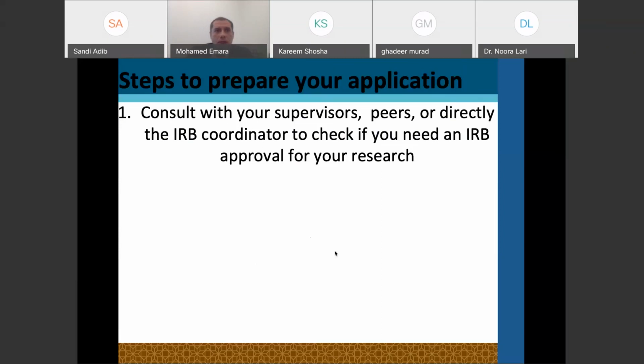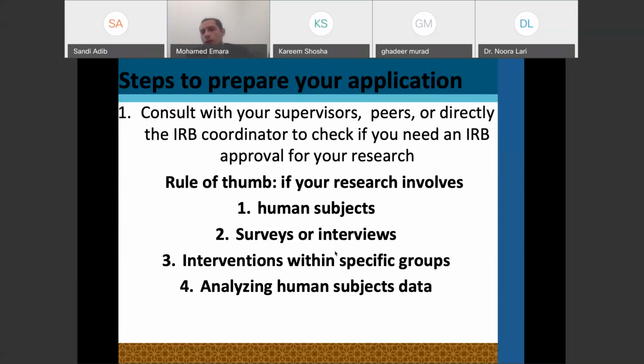And in my college here, this is my job, by the way. I help my peers, my colleagues in the College of Medicine or even in the College of Dentistry, to guide them about their research application. But the rule of thumb is, put in mind, any research involving human subjects, you need to go back to the IRB office. You need an IRB approval. Interviews, contact with the human subjects, intervention with specific groups, analyzing human subjects data. Please come back to us and see what kind of approval you will need.